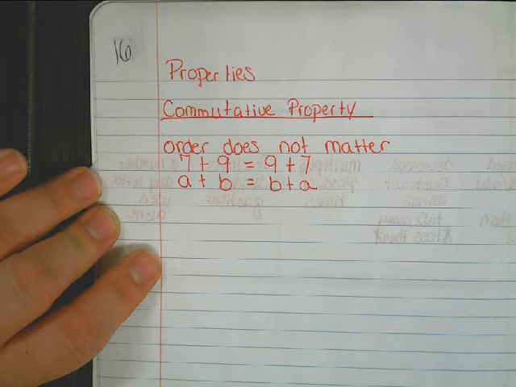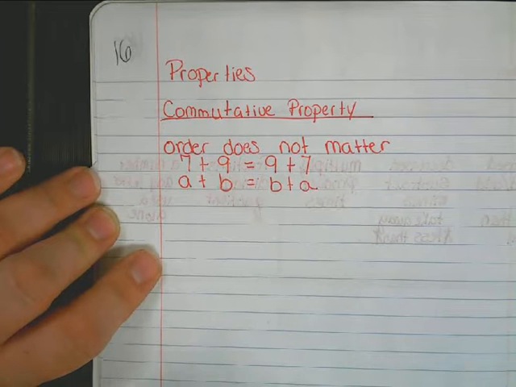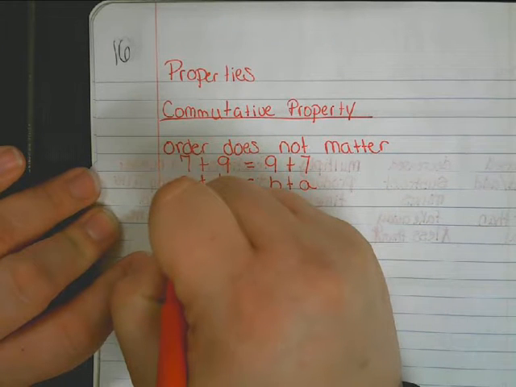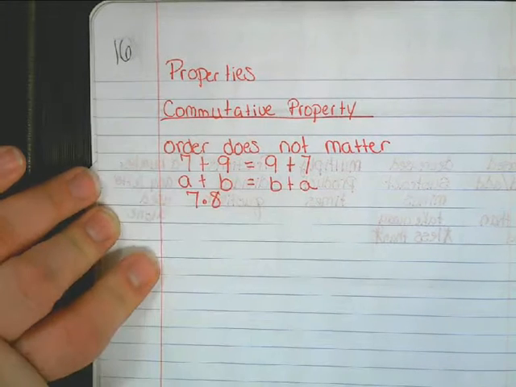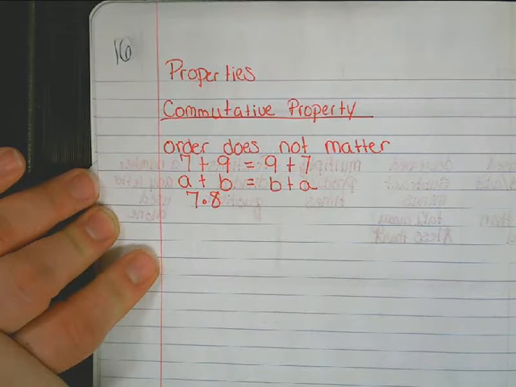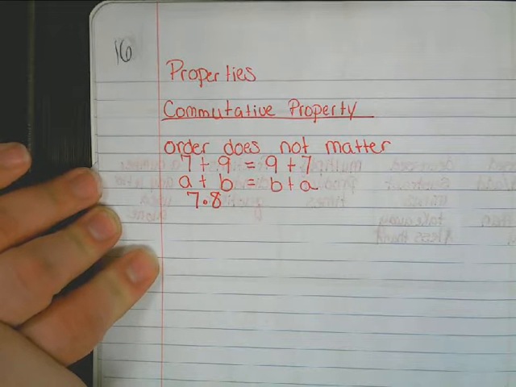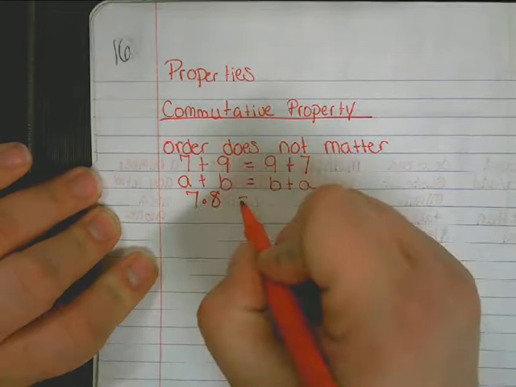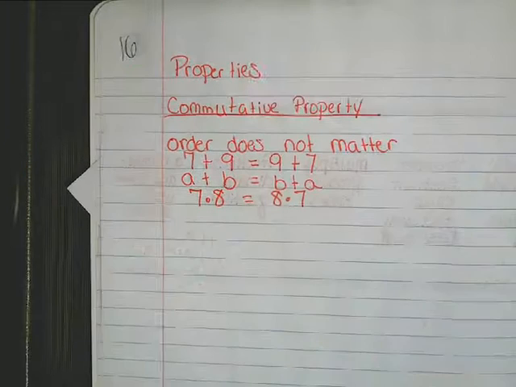Would it still work with times? Yeah. Give me an example. 7 times 8? Okay, so what is 7 times 8? 56. So now what's 8 times 7? 56. So multiplication is the same thing. It doesn't matter what order.